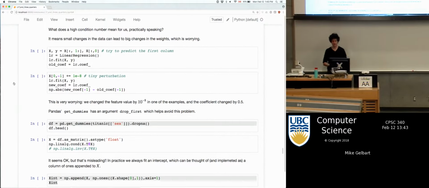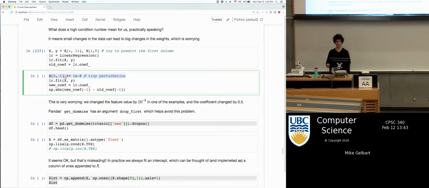But first, why is a big condition number even worrying? I got things a little out of order, but okay. So here's a data set where I'm trying to predict that first column of that Titanic data set given the rest, and I call linear regression, I store the coefficients, then I make a tiny perturbation to the last column of x. I just change the first training example, last column, by just 10 to the minus 8.